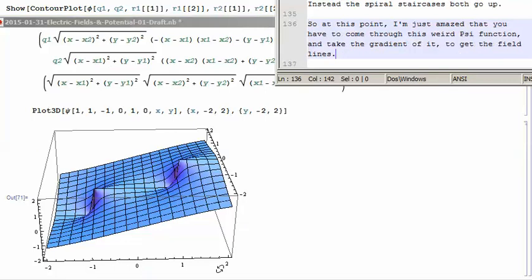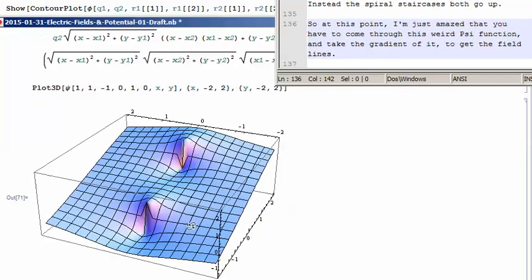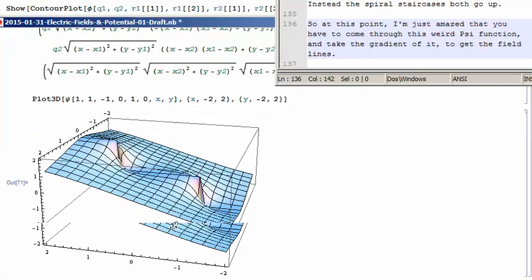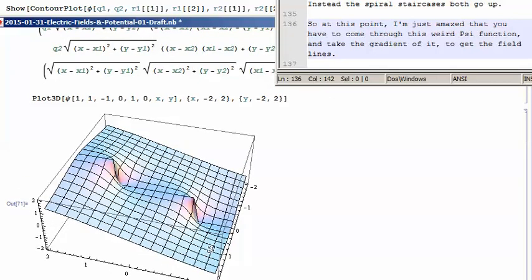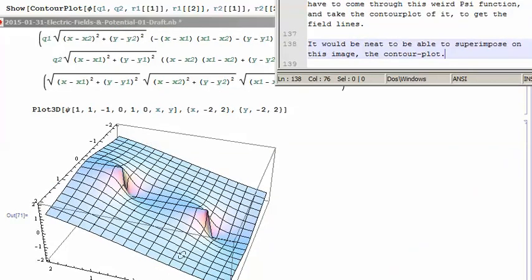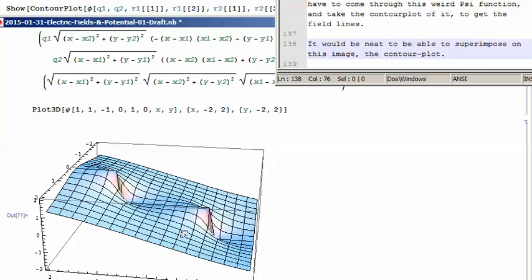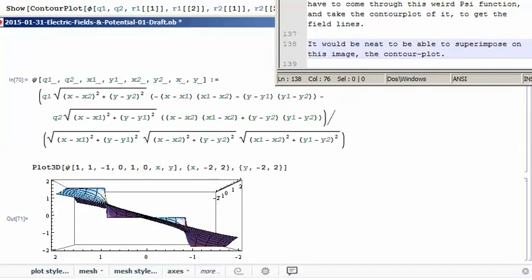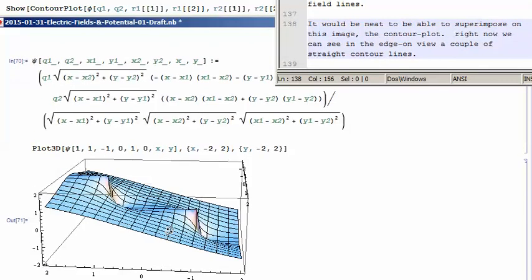So at this point, I'm just amazed that you have to come through this weird psi function and take the gradient of this thing in order to get the electric field lines. Not the gradient, I'm sorry, the contour plot. The contour plot of this thing to get the field lines. It would be neat to be able to superimpose on this image the contour plot.